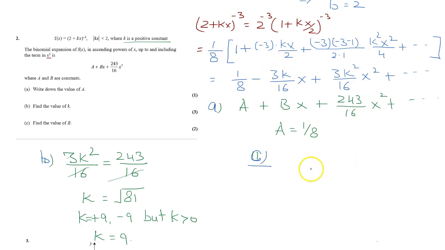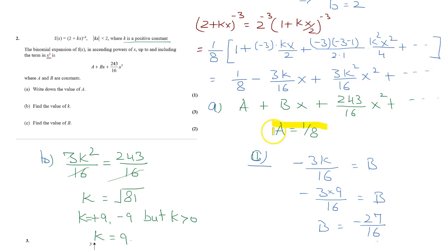Now we compare this. Minus 3k over 16 is equal to B. So minus 3 times 9 over 16 is equal to B. So B will be minus 27 over 16. So value of A is 1 over 8, value of k is 9, and value of B is minus 27 over 16.